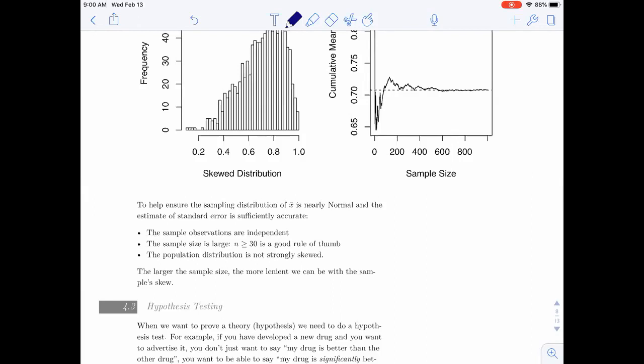And of course, as we increase our sample size, if we have a huge sample size of 1,000, then we can be very lenient with each of these conditions, because it will follow a normal distribution.